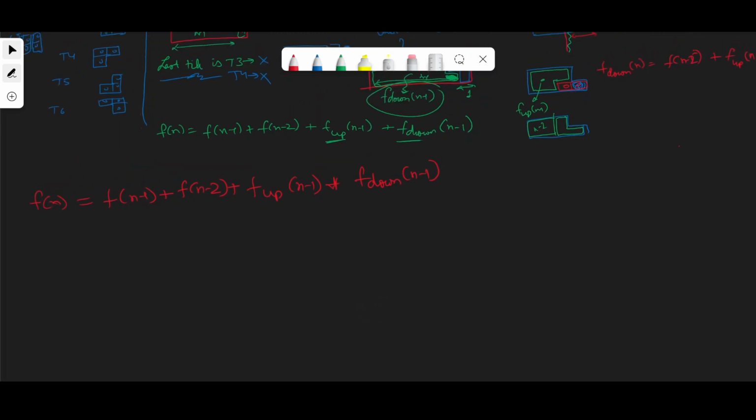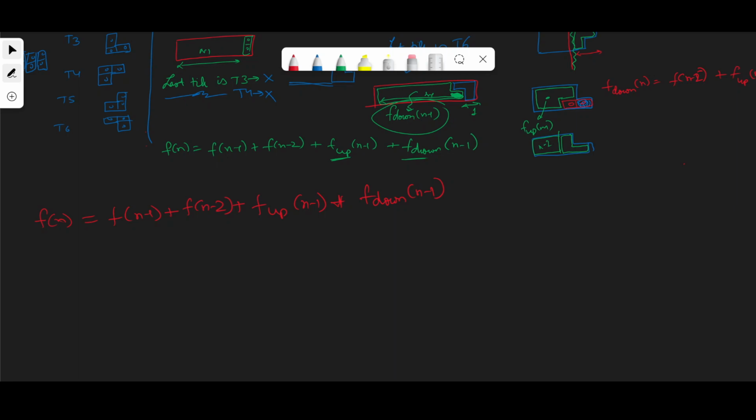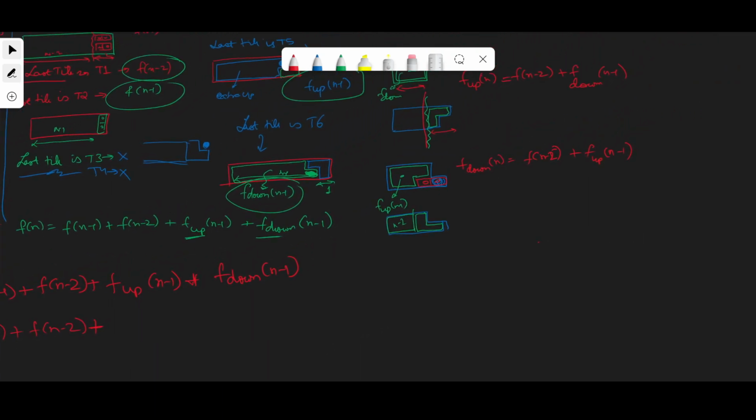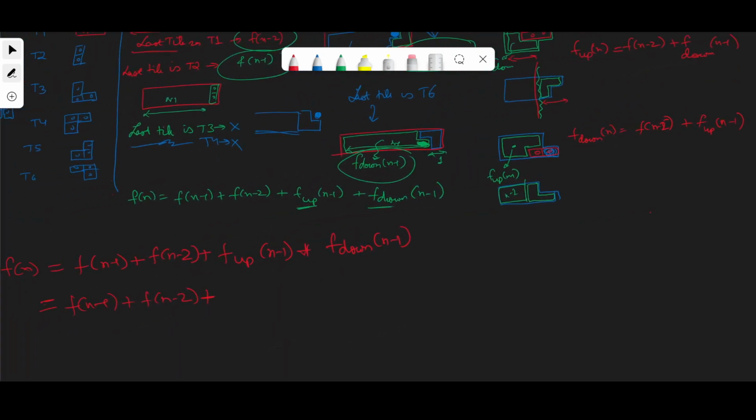Okay, now let's expand this F up of n minus 1 and F down of n minus 1. So this equals F of n minus 1 plus F of n minus 2 plus, so F up you can write as F of n minus 2 plus F down of n minus 2, since this is n minus 1. So if you put it here, then it becomes F of n minus 3 plus F down of n minus 2. And this will become what? This will become again F of n minus 3 plus F up of n minus 2.